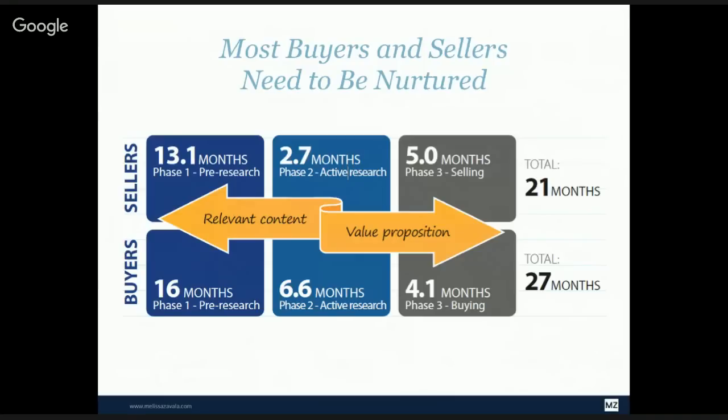So it's a very, very long time frame from the time you start getting internet leads. You need to be really consistent and give it 27 to 30 months, because this is how long the average buyer takes from the time they start until they make their purchase. And in these early phases, they're doing a lot of pre-research. So since they're in the pre-research phase, you've got to provide them with a lot of relevant information and relevant content. I'm going to talk about that shortly.